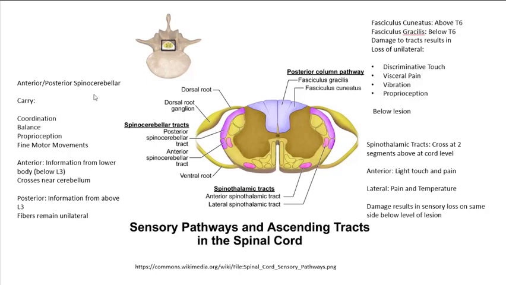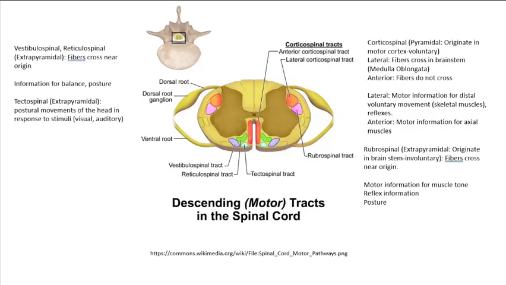Let's look at the anterior and posterior spinocerebellars. These are both located in the lateral funiculus and carry information that the cerebellum processes, such as coordination, balance, proprioception, and fine motor movements. The anterior pretty much focuses on the information from the lower portion of the body below L3 and crosses near the cerebellum. The posterior focuses on the upper portion of the body above L3, and the fibers remain on the same side. So those are some ascending spinal tracts.